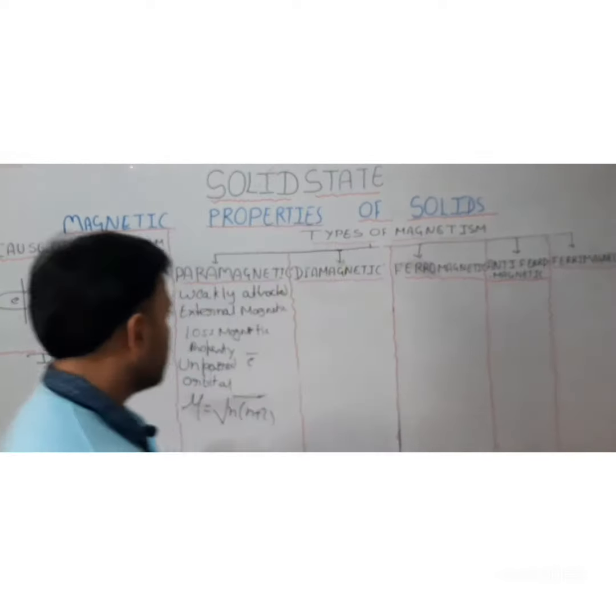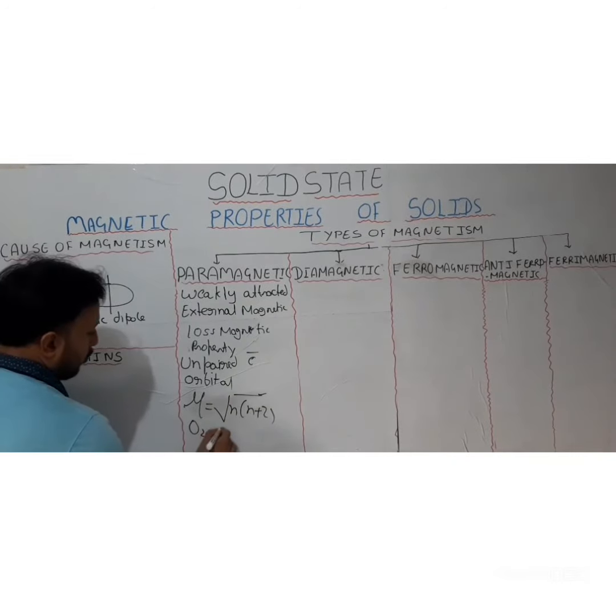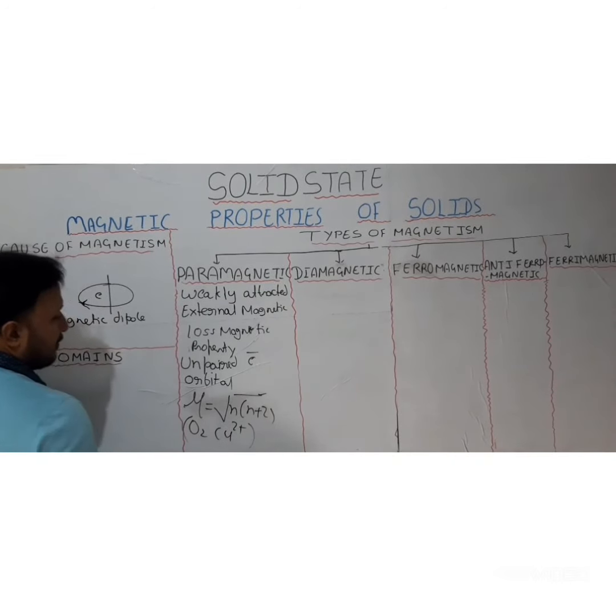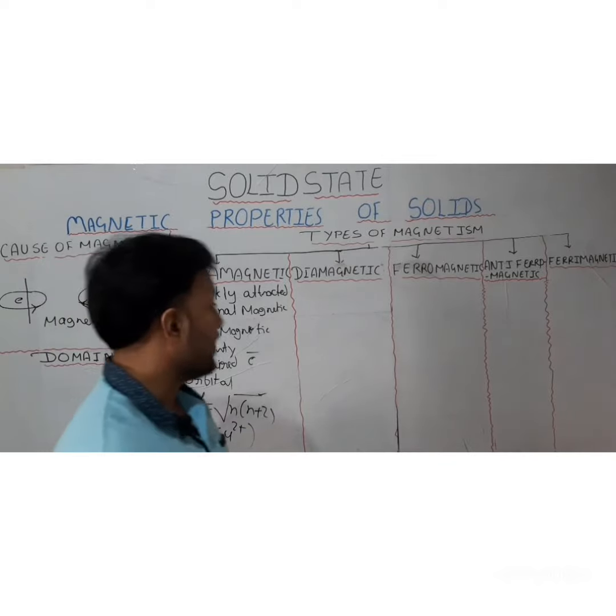Examples of such paramagnetic substances are O2 or Cu2+. These substances are said to be paramagnetic substances.